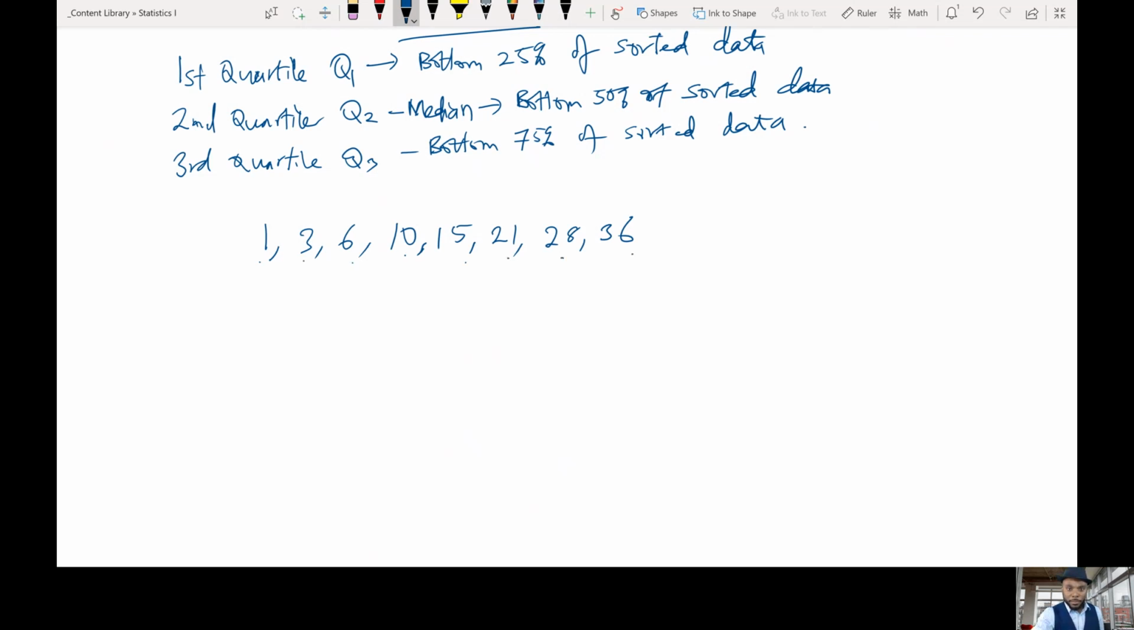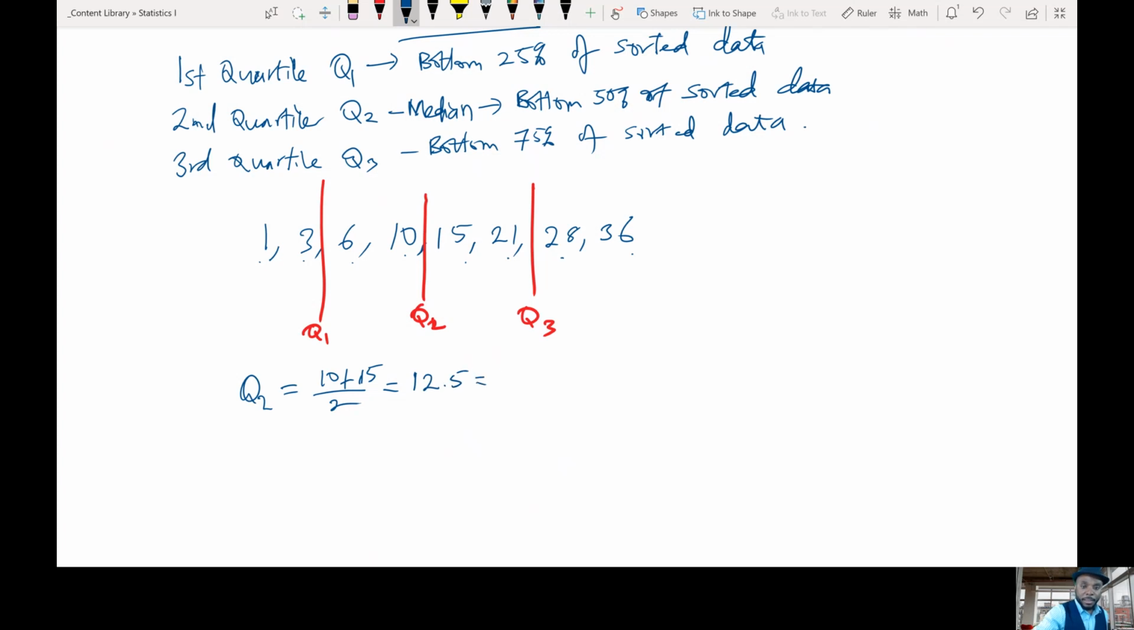This is even. So we have that our first division will be somewhere around here. And then we take the second part divided by 2, somewhere around here. We take the next part divided by 2, somewhere around here. So in that case, our Q1 will be here, Q2 will be here, that's the median, and Q3. So how do we compute that? So Q2, which is the median, is equal to 10 plus 15 divided by 2, which is what? 25 divided by 2, that's 12.5. That is the median as well.